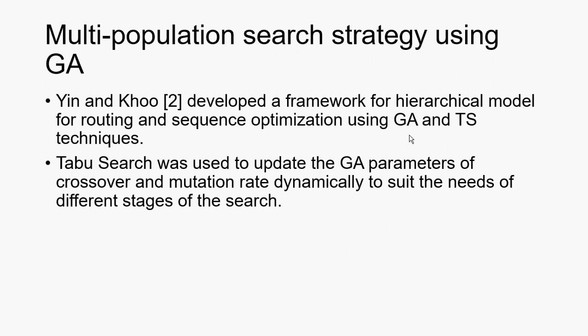The next application of the genetic algorithm is a multi-population search strategy, and in this model, both the tabu search algorithm and the genetic algorithm techniques were used. The tabu search was used to update the GA parameters of crossover and mutation rate dynamically to suit the needs of different stages of the search.